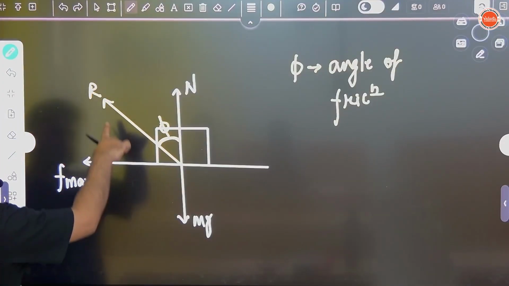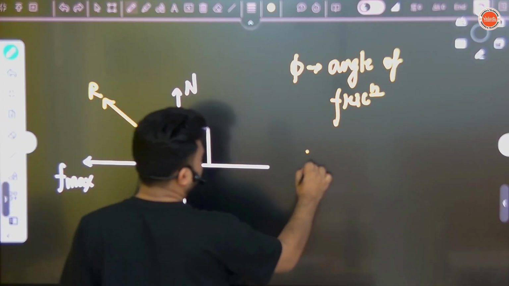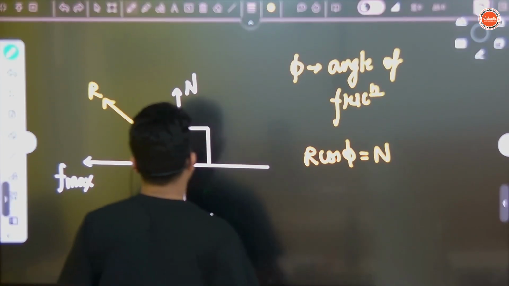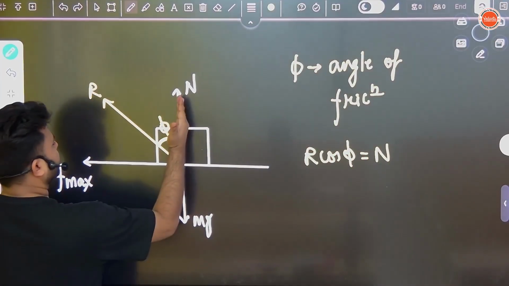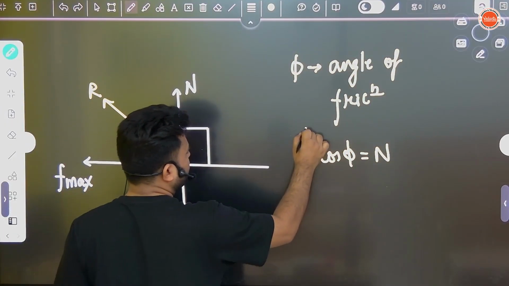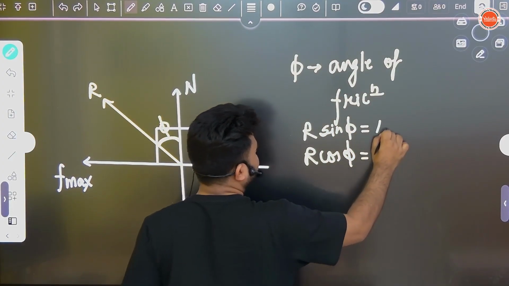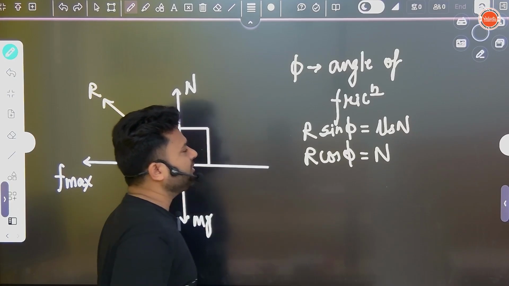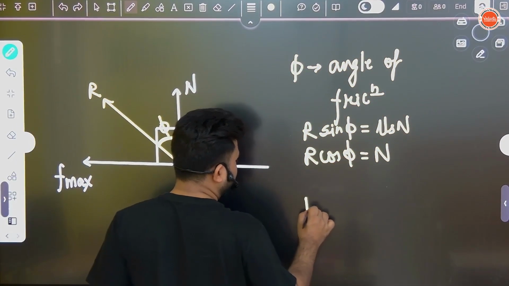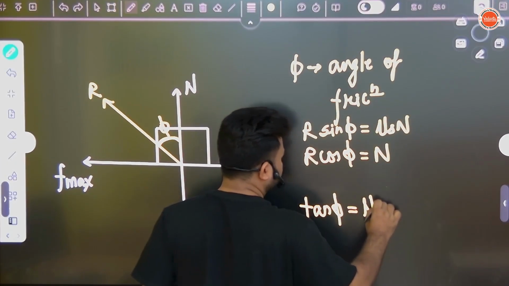Correct? Achha, can I write R cos phi equals N, and R sin phi equals F max, and F max we know is mu s into N. This is the maximum value of friction. If I divide these two equations, R will be cancelled. So tan phi equals, this N will be cancelled, equals mu s.